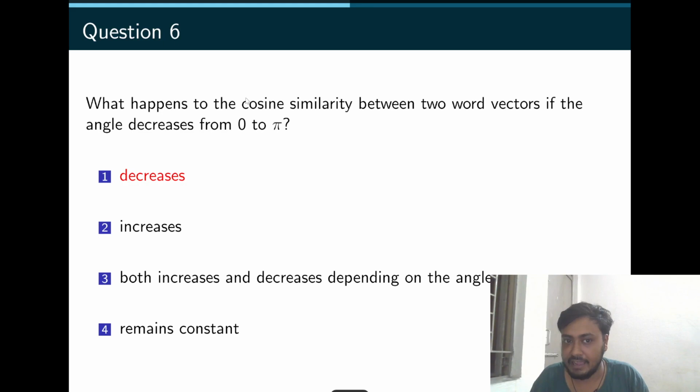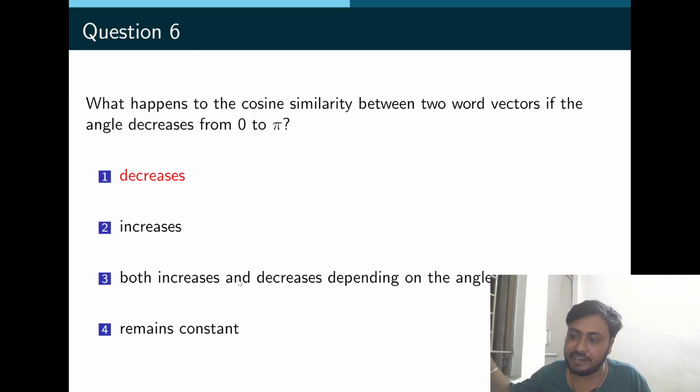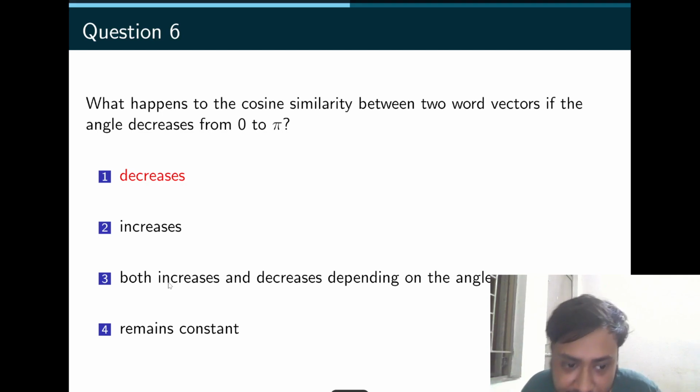Okay. Had this been from pi by 2 to 3 pi by 2, suppose the question was the angle increases from pi by 2 to 3 pi by 2, then the option would have been number 3, because it will decrease in the first half up to pi and then it will increase, like it will go from 0 to minus 1 and then again back up to 0. So then option 3 would have been correct.